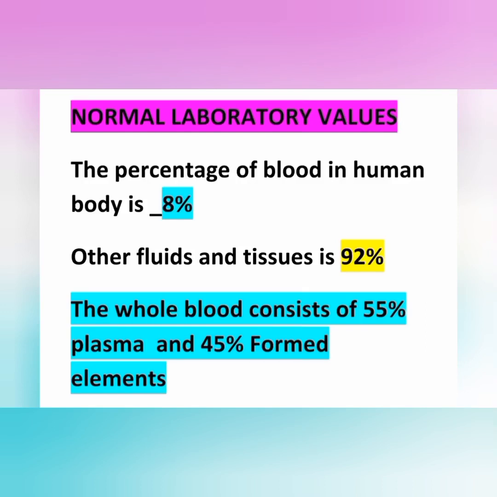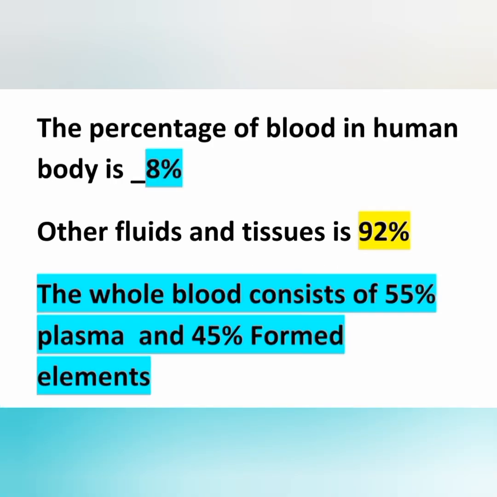Daily we are seeing exam based points, and today's important point is normal laboratory values. So we can see the points. The percentage of blood in the human body is 8%. That is, in total body weight, 8% is blood and 92% is other fluids and tissues. Okay, the whole blood consists of 55% plasma and 45% formed elements.